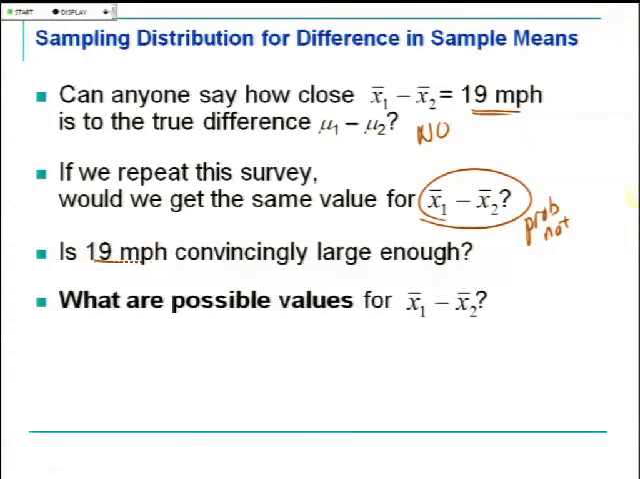Well, what about 19 miles per hour? Doesn't that look big? Or is that really big? It's hard to know without the standard error, with the right yardstick. And we want to then kind of understand what could those values for the difference in our sample means be? What is the sampling distribution of this statistic, the difference in our sample means?